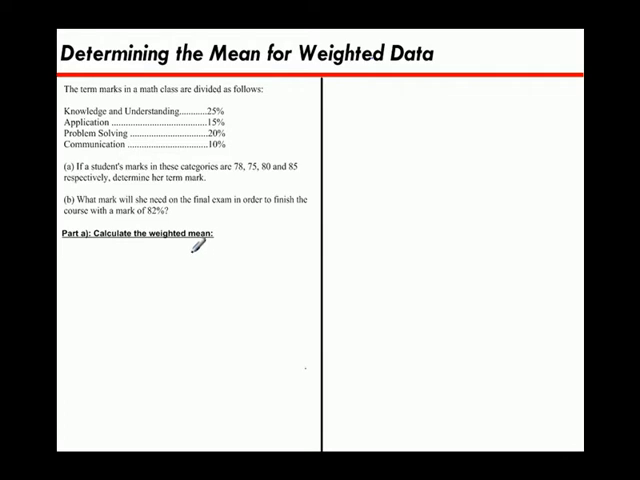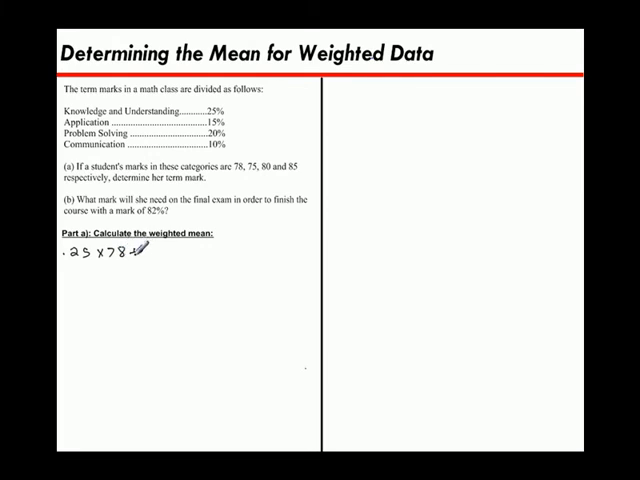In order to find her term mark, I have to find the weighted mean. Weighted because each category is worth something different. So the way this changes our normal formula is we're going to multiply the weight by her mark for each category. So let me show you what I mean. The first category, knowledge and understanding, is 25%. As a decimal, I know that 25% is 0.25. Then I'm going to multiply that weight by her mark in that category, which is given as 78.